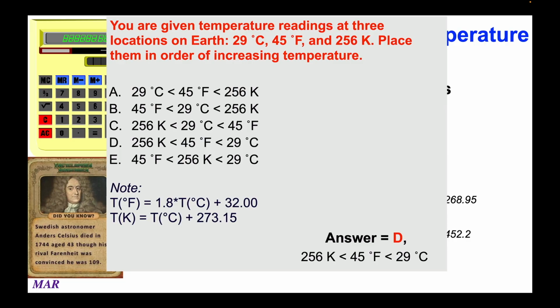256 minus 273 gives you a negative temperature. So that would be a negative Celsius temperature, the coldest, definitely. 45 minus 32, that would be about 13. I would then divide by 1.8. So that's going to be a pretty small number. It won't be negative, but it will be small in terms of Celsius. And then 29 Celsius would be the largest one.